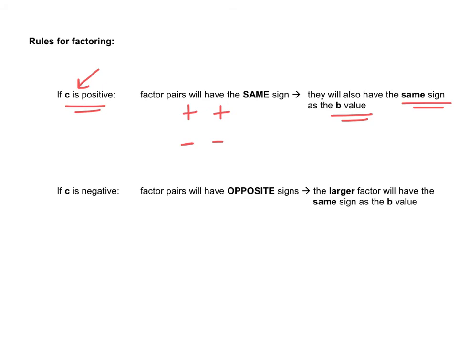If your C value is negative, this is what we just talked about on the last slide. Your factor pairs will have opposite signs. So you're going to have a positive and a negative, or you could have a negative and then a positive. So how do you know if the smaller factor is positive, larger factor negative, smaller factor negative, larger factor positive? The larger factor will have the same sign as your B value. That's what I showed you on the last slide. So just putting that into words a little bit for you as we move forward with our factoring examples.